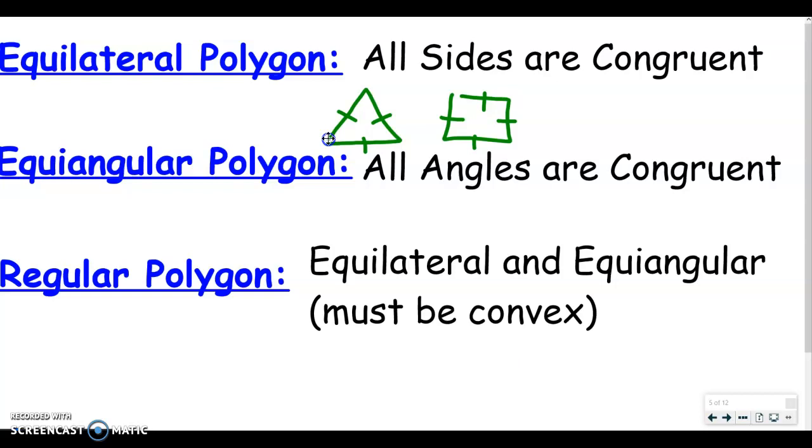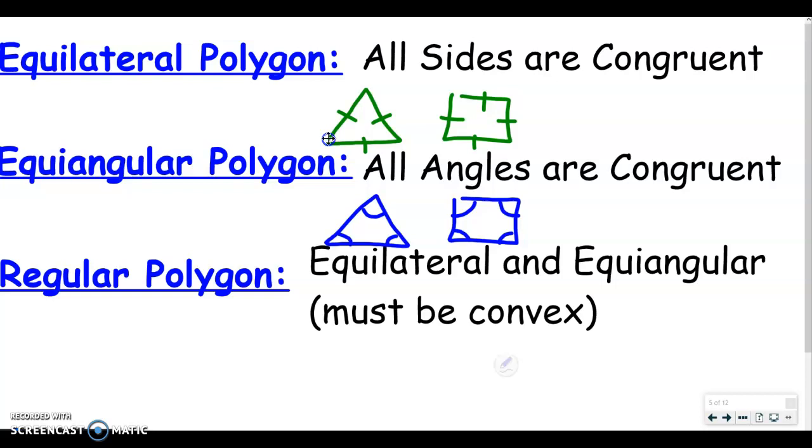Equiangular polygon, like it sounds, all angles are congruent. So remember our symbol for congruent angles is just a little arc. So that triangle would be equiangular. Now we don't have the tick marks for the sides being congruent, so we can't say the sides are congruent just because the angles are. Or if we had a square, and in this case a rectangle would work too, they'd all be 90 degrees. But all angles are congruent in an equiangular polygon.